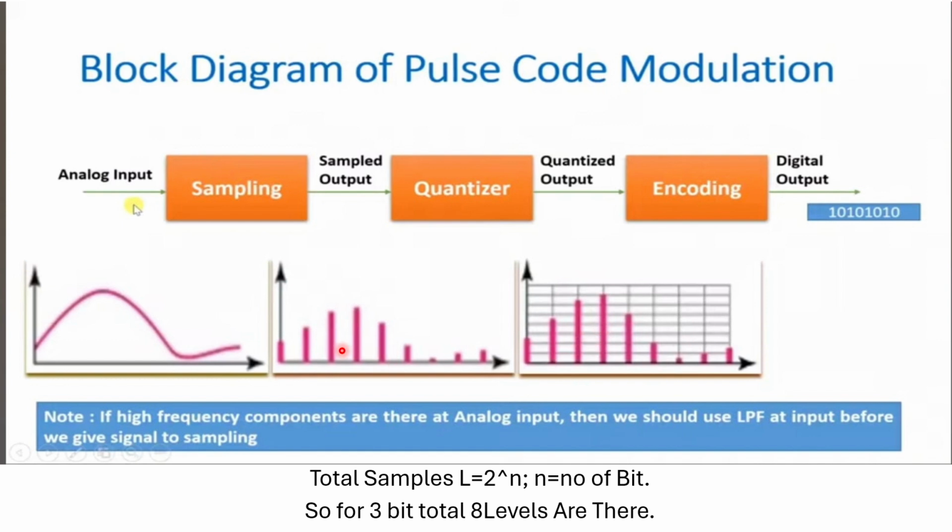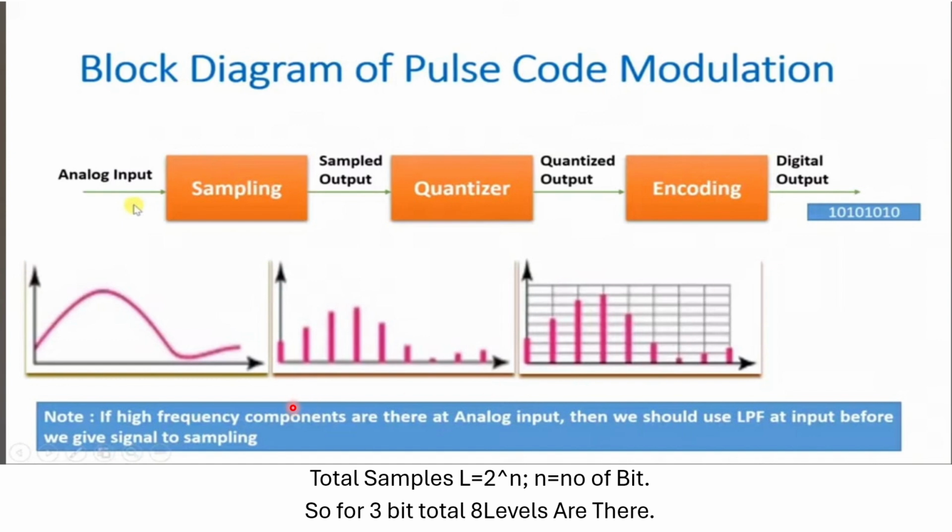The difference is that in the quantizer signal, the distance between two levels is always the same, but in sampling, the difference between two samples is not always the same. Then after the quantizer, it will make encoding. The encoding will make 0s and 1s. That means a digital system.